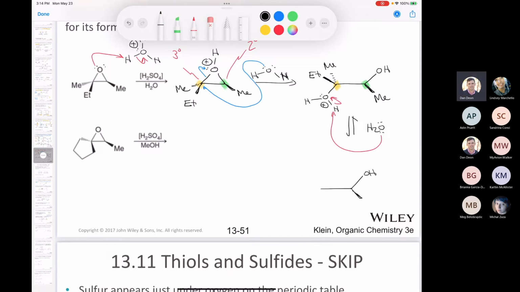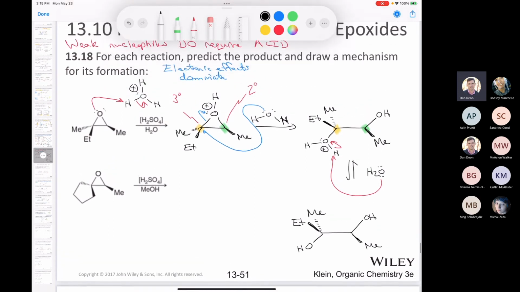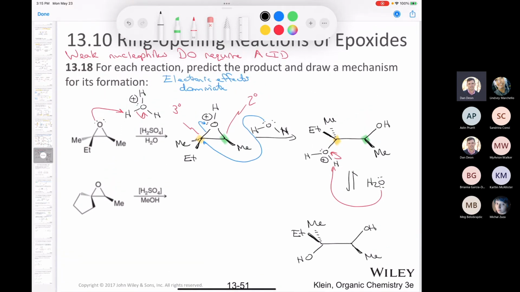And we have our methyl group coming out. We have this methyl group going in back. We have this ethyl group coming out. And now we have our hydroxyl just like that. There you go. So now we drew the entire mechanism, and we're reminded that when we have a tertiary carbon, it is the one that's going to undergo nucleophilic attack.